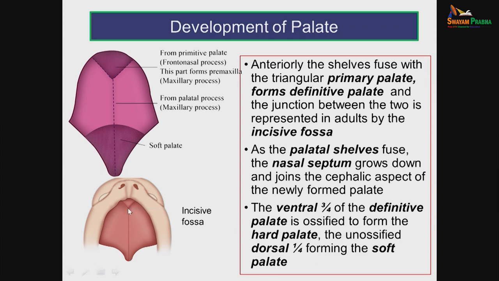So, the junction between primary and secondary palate is called the incisive fossa. This is the definitive palate which is formed. Please note that the ventral 3/4 of this definitive palate is ossified and that is your hard palate. What you are seeing in an osteology bone is the hard palate. The unossified dorsal 1/4 is going to form the soft palate. This is the formation of the palate, both hard and soft palate.